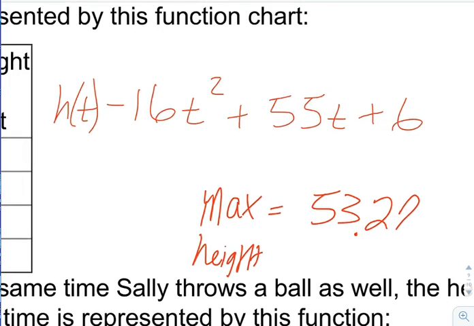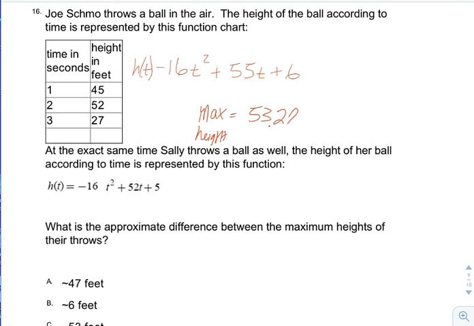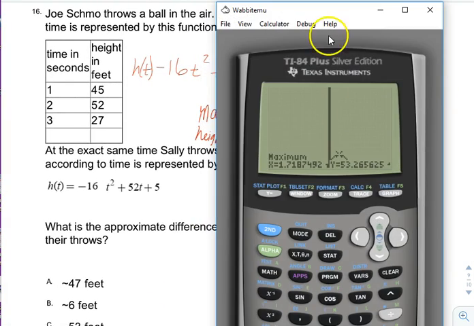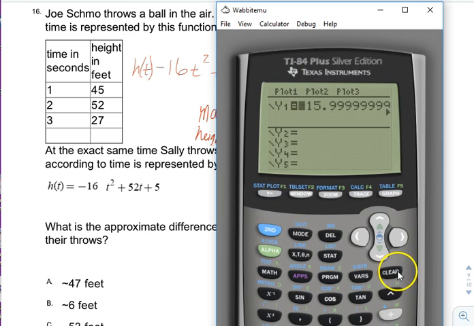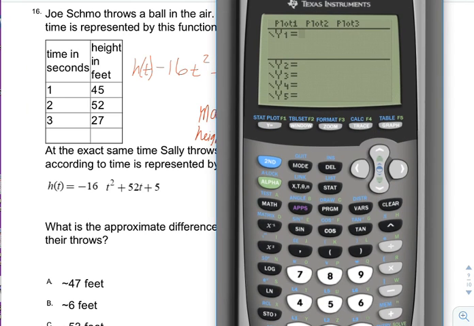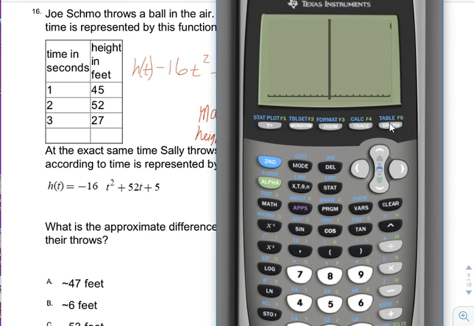All right. So now you do the same thing for the other one. The other one, they give you the pattern already. No problems. You throw in y equals. And you hook it up. -16x squared plus 52x plus 5. Graph that piece. Find out its maximum using the same technique.